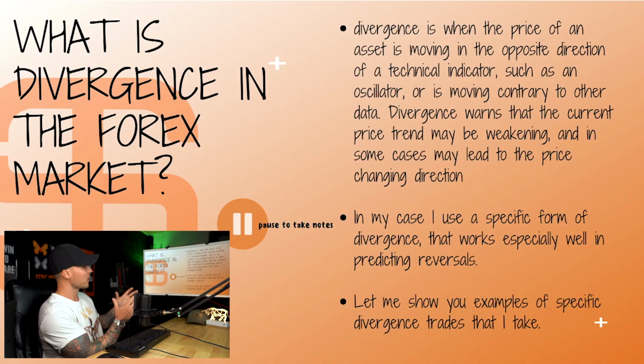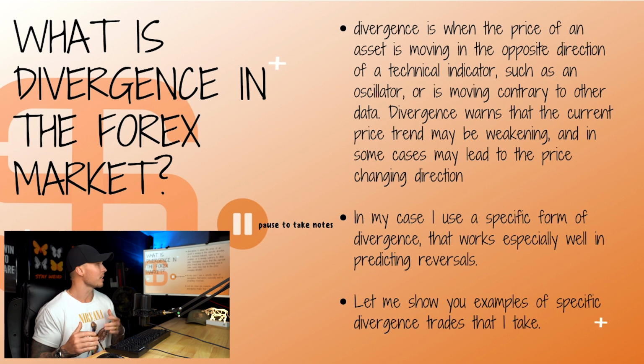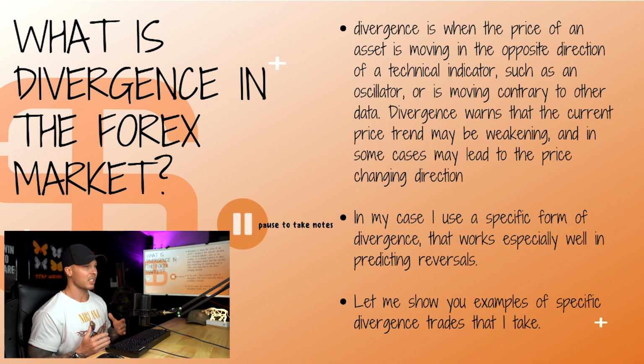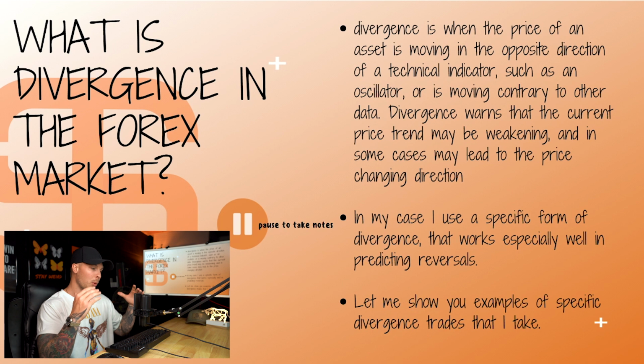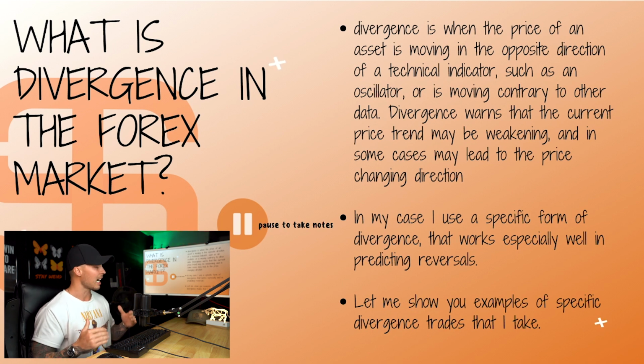Now, what is divergence in the Forex market? Divergence is when the price of an asset is moving in the opposite direction of our technical indicator, which in our case is the RSI. So let's say price is making a high. These are the qualifications for taking a divergence trade: we have to make a shark fin, it has to make a retracement, and then it has to make a new high. Every one of those points is very important to taking the divergence trade, okay?